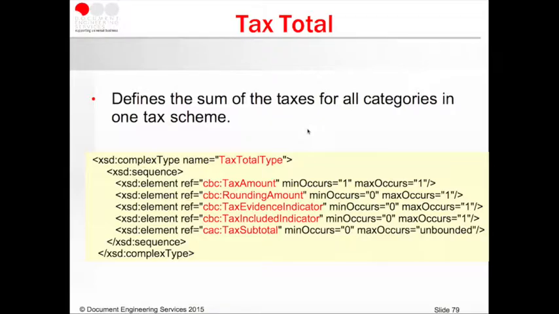All of the tax subtotals accumulate into what's called the tax total. And that tax total structure that we're looking at here has all of the tax subtotals and any rounding amount that may apply, and a specific tax amount that is the total of all tax categories.